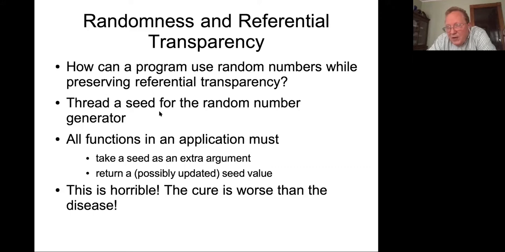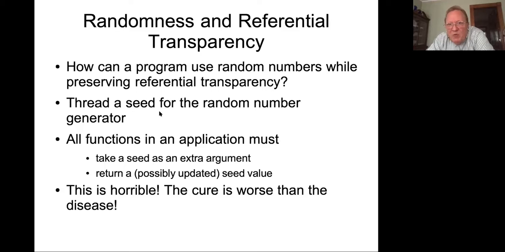And this is really cumbersome, because even if there might be hundreds or thousands of functions in our application, maybe only two or three actually need to call rand, but they might be called by others who are called by others. The data dependencies are such that every function now has to thread the seed. Every function has to return a pair of the value it used to return and the seed. This is clearly horrible. The cure is worse than the disease here. You could do that, and you could write code with randomness in a referentially pure way, but we wouldn't want to. So what can we do?